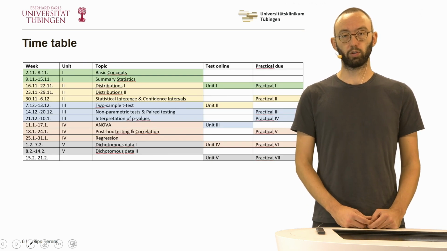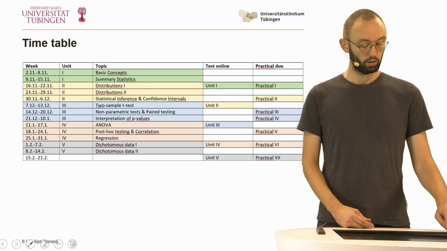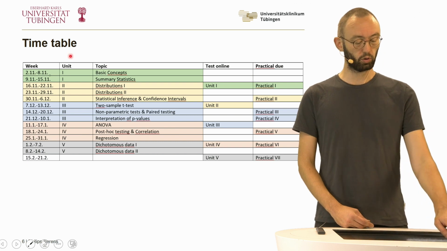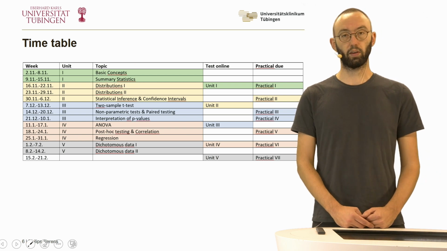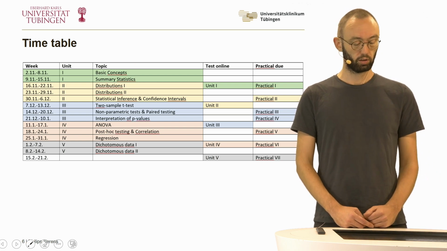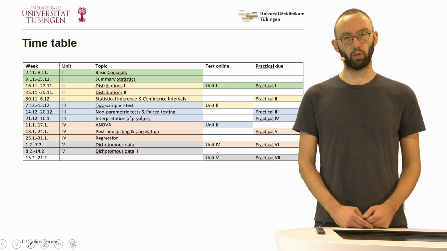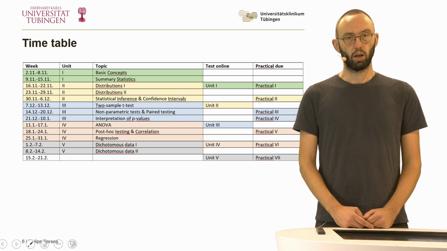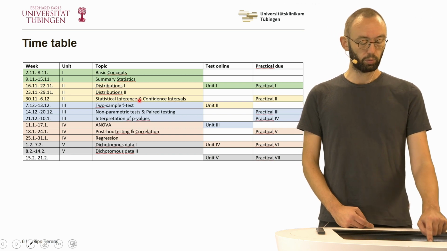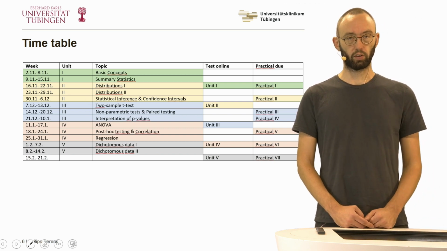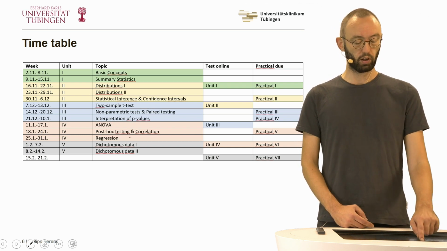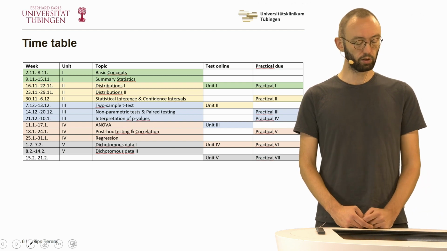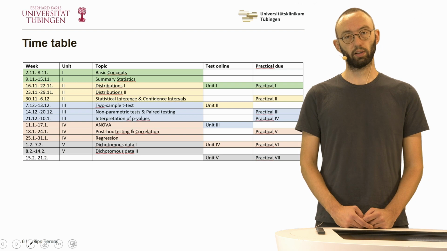This timetable of the course you can also find on Ilias, but let me briefly walk you through it. The color here indicates the unit. So the first unit will cover basic concepts in statistics and summary statistics. The second unit will cover statistical distributions and basics of statistical inference. In the third unit, we will introduce statistical null hypothesis testing with the 2-sample t-test and ANOVA, and discuss the use of p-values. In the fourth unit, we will discuss ANOVA and regression. And in the fifth unit, we will discuss how to analyze dichotomous data.